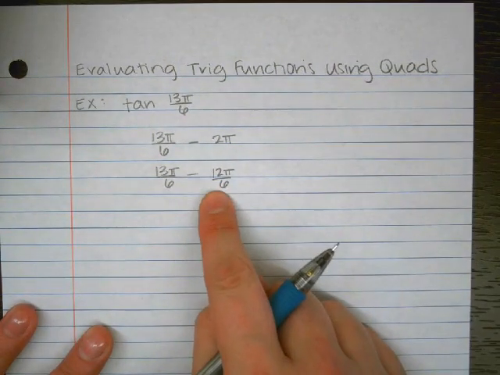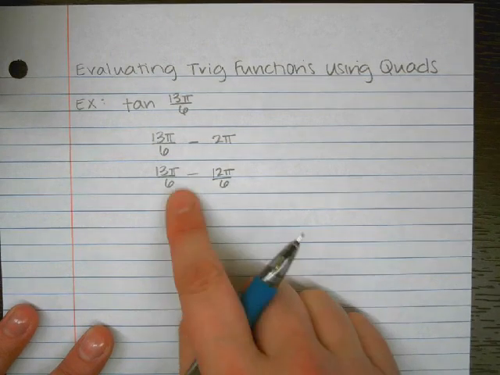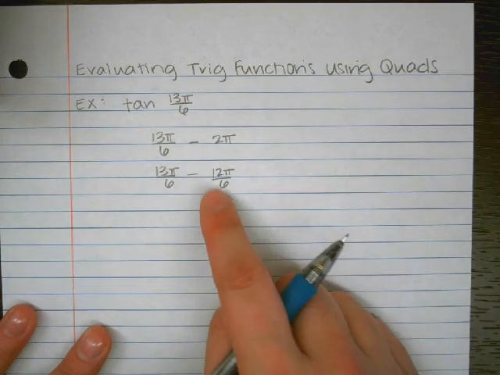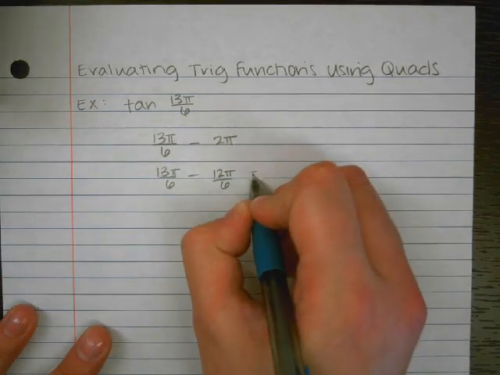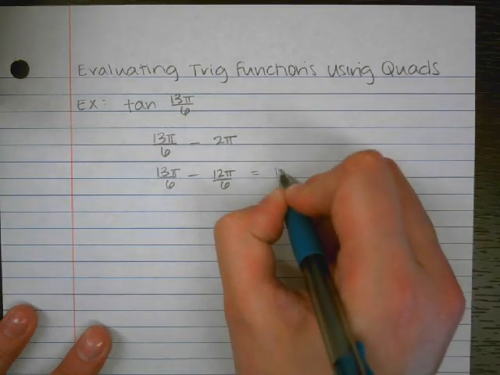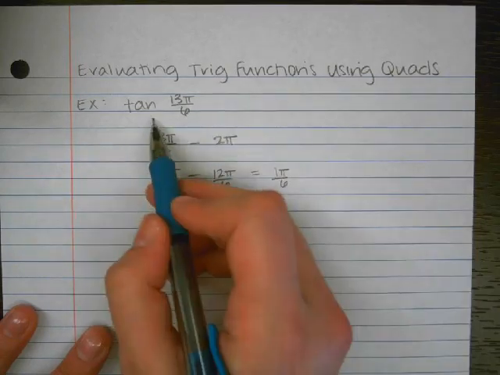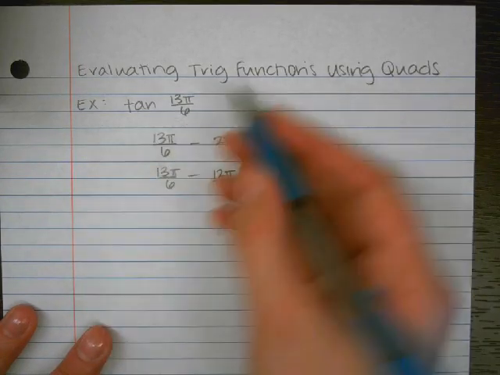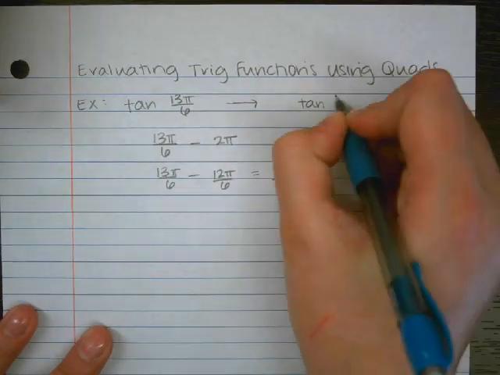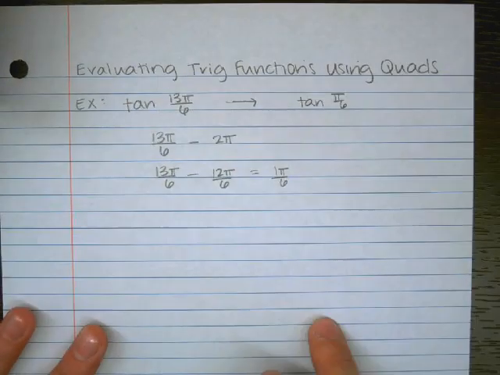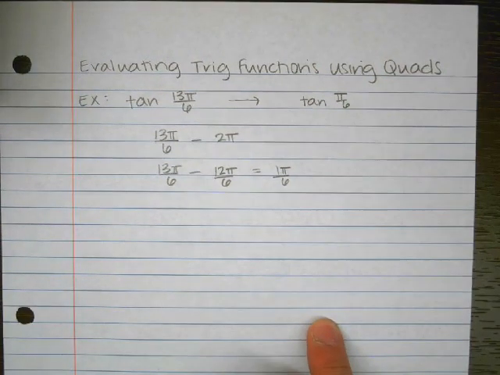So 12/6 has a common denominator. That's why I wrote it that way. But 12 divided by 6 is 2. So this is me subtracting off 2 pi. I end up getting 1 pi over 6. So instead of evaluating tan of 13 pi over 6, I'm going to go ahead and evaluate tan of 1 pi over 6 because that is a value that is on my unit circle.